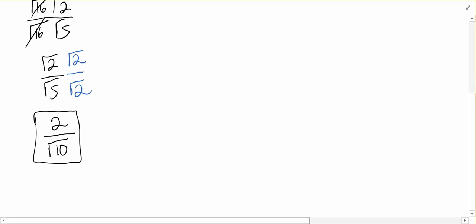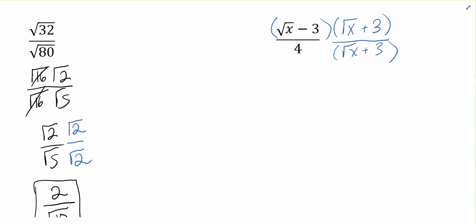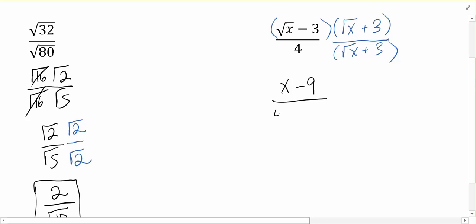Now, for our other example that had two terms in the numerator, like we did with denominators, in order to rationalize this, we're going to multiply by the conjugate. So we're going to multiply by root x plus 3 in the top and the bottom. So up top, that's a difference of squares. We're going to have root x squared is x, minus 3 squared is 9 in the top. And in the bottom, we're just going to distribute that 4 across.